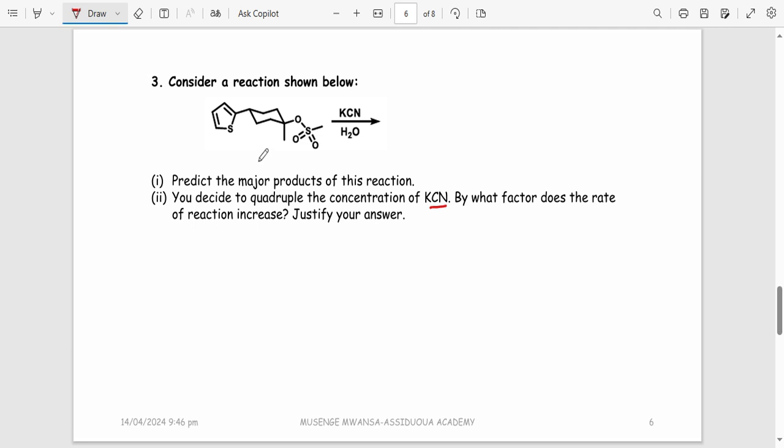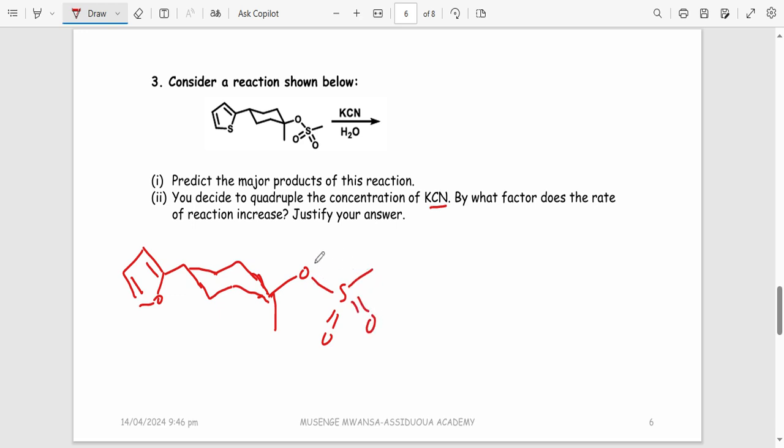Now again, remember you need to identify the nucleophile and also the electrophile. That is the most important thing. Because if you're not able to identify that, you'll not know what is really going to happen. Alright, so here is our compound. And we have got our nucleophile as the cyanide ion.